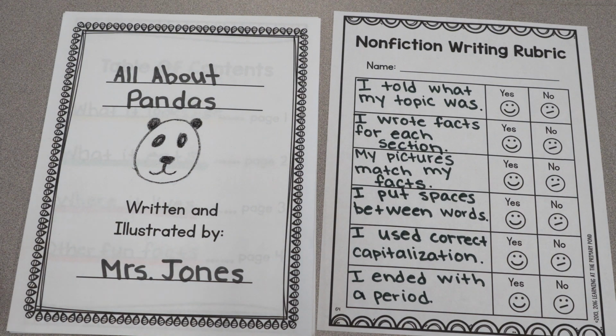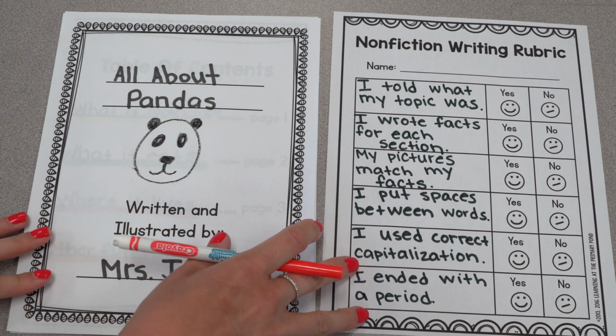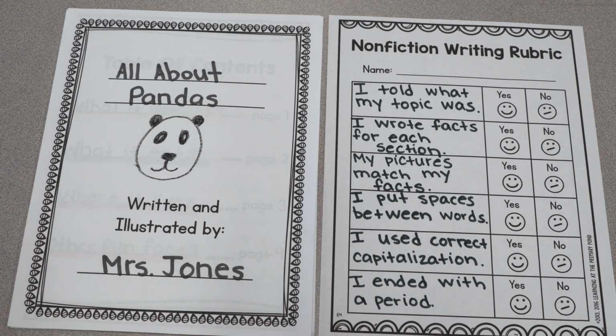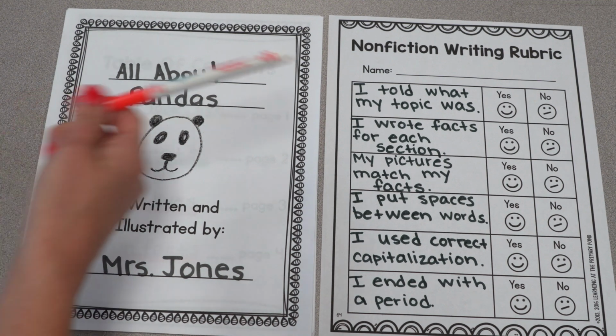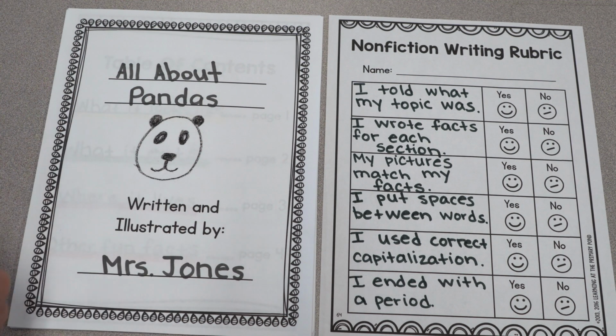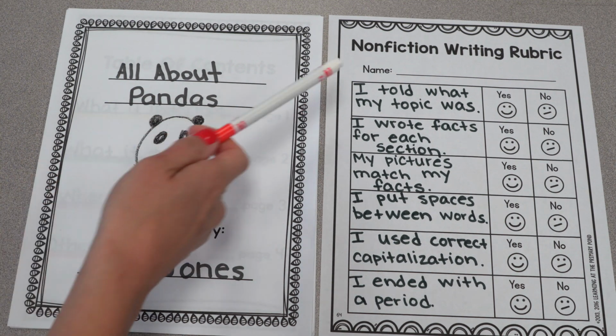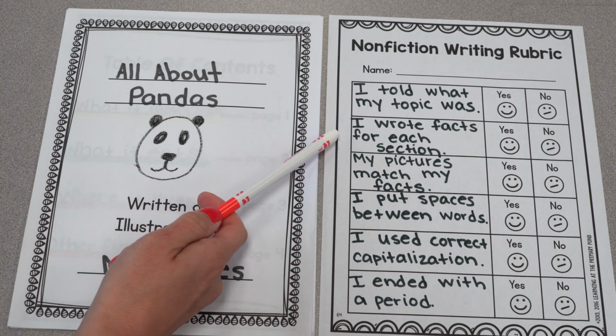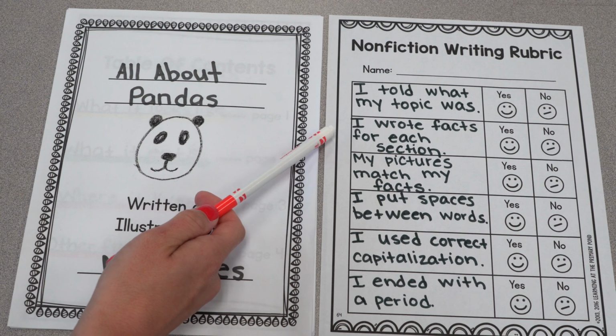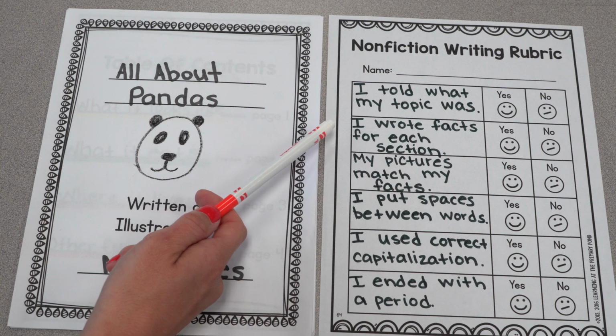Writers, today we are going to be using a rubric to make sure that our nonfiction research books are ready to publish. So I'm going to go over what we should be looking for on the rubric, and then I'm going to go through each page of my book to make sure I have these things. The first thing I want to make sure is that I told what my topic was. I want to make sure I wrote facts for each section and that my facts relate to each section. For example, if my section is about what they look like, I shouldn't have a fact about what they eat.